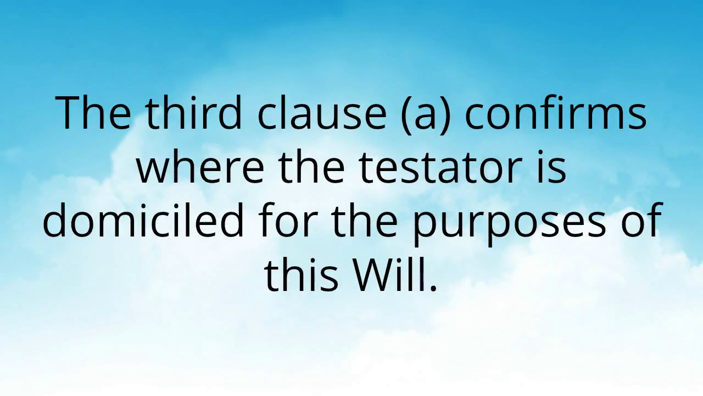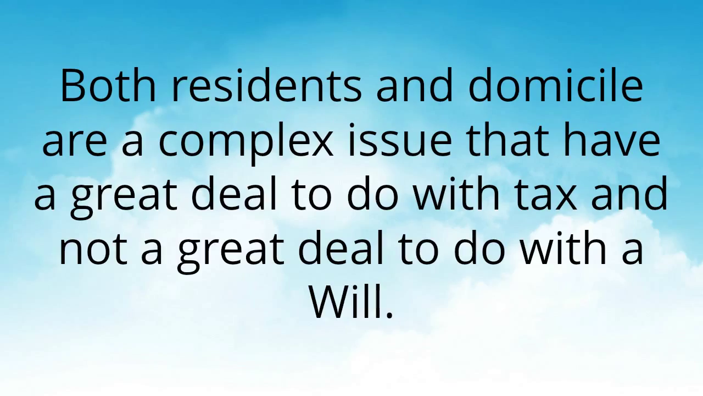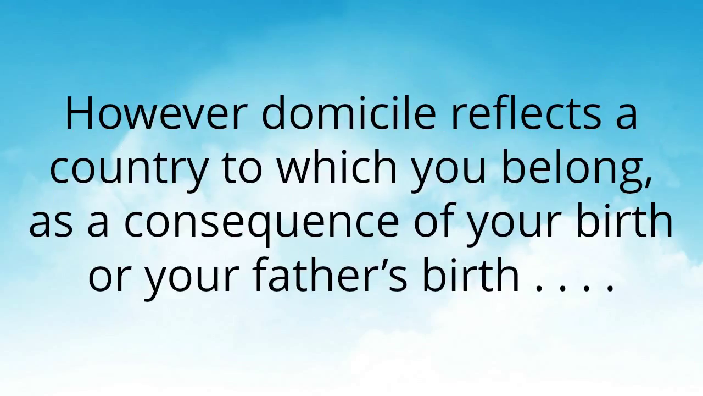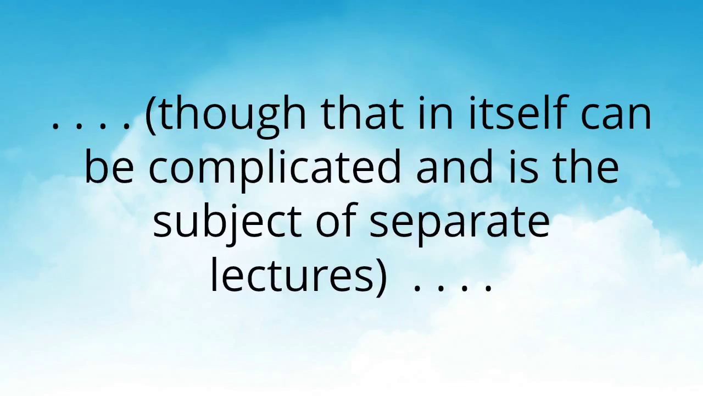The third clause, which is A in brackets, confirms where the testator is domiciled for the purposes of this will. Now, both residence and domicile are rather complex issues that have a great deal to do with tax and not a great deal to do with wills, though that has been changed slightly by the introduction of Brussels IV, which includes as one of its qualifications that the testator has been habitually living in the country where the will is made, someone from the British Isles habitually living in France up to the point that they die. But that does not affect British Isles wills.